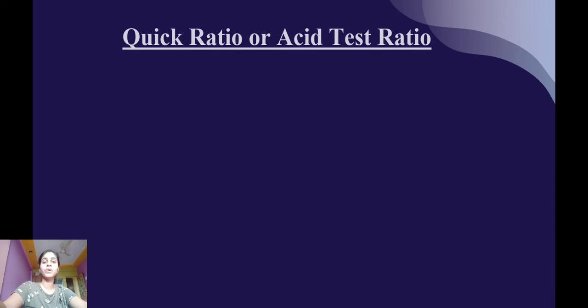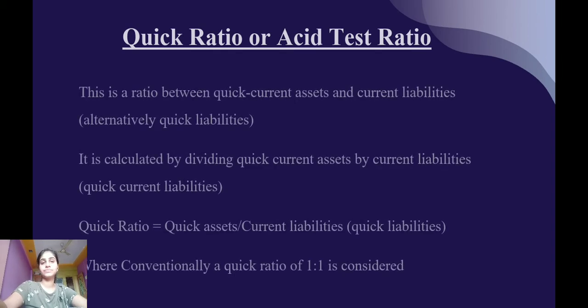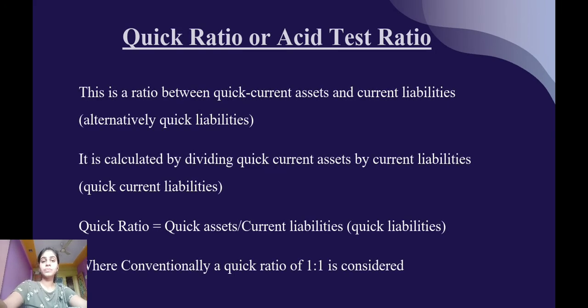Quick ratio or acid test ratio. This is the ratio between the quick current assets and current liabilities. It is calculated by dividing quick current assets by current liabilities. Quick ratio is equal to quick assets divided by current liabilities, where conventionally a quick ratio of 1:1 is considered satisfactory.